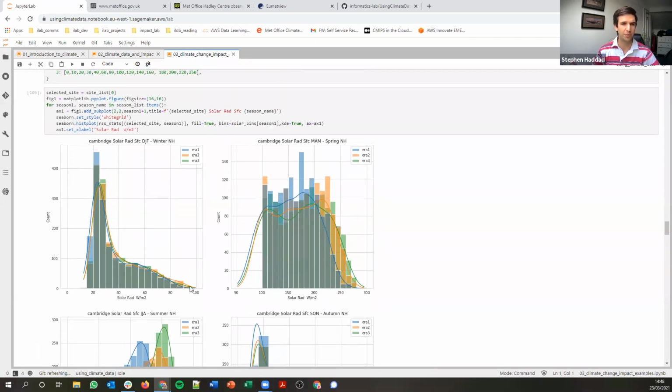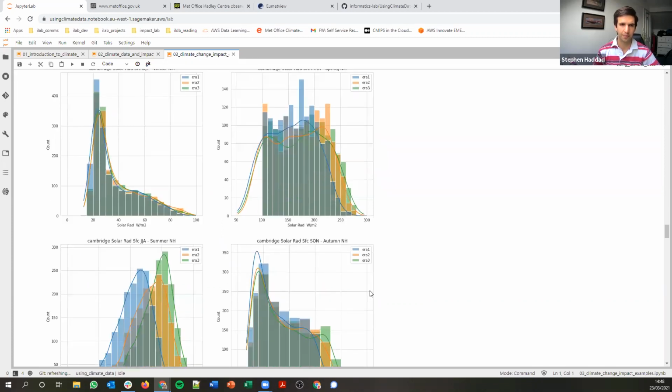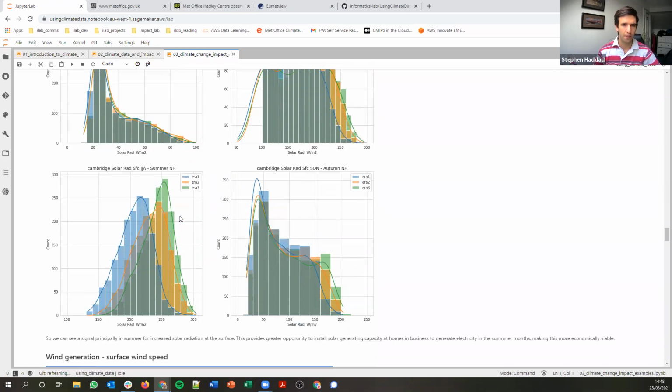In terms of the output, the solar radiation at a site in terms of the number of days in which you have that level of solar radiation, giving us a sort of pseudo probability distribution. So for winter, spring, summer, autumn, we can see how that distribution doesn't really change very much in winter in terms of the number of days of different levels of solar radiation.